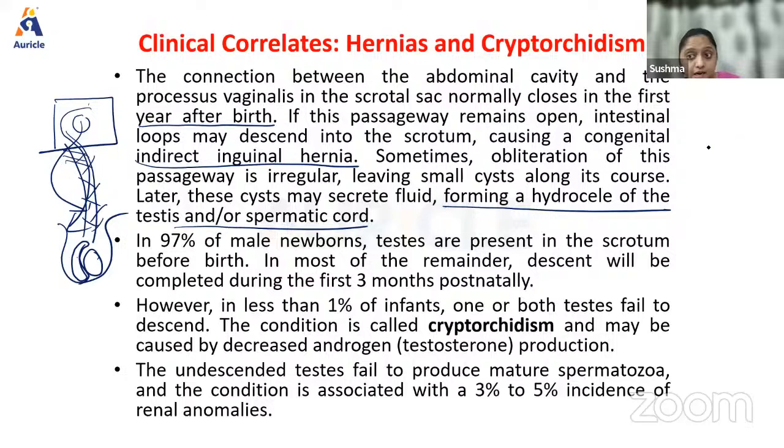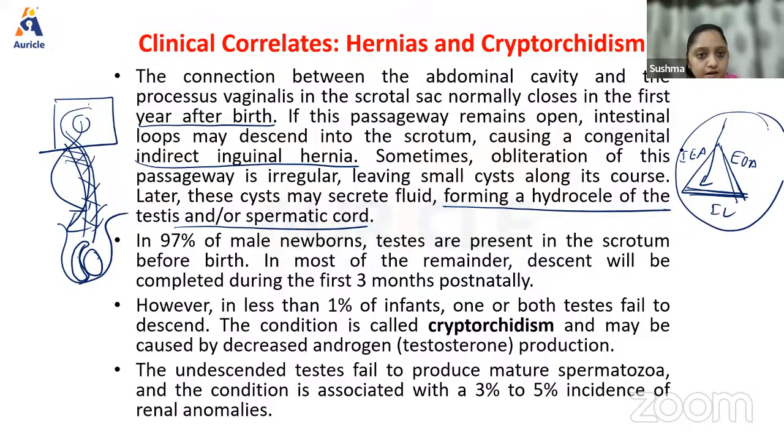Direct inguinal hernia, guys, comes from Hesselbach's triangle. What are the boundaries of Hesselbach's triangle? Laterally, we have the inferior epigastric artery. Medially, what do we have? The oblique aponeurosis, and this is the inguinal ligament. Correct? Whatever structure comes medial to the inferior epigastric artery through Hesselbach's triangle forms the direct inguinal hernia. Sometimes obliteration of this pathway is irregular and forms cysts over here, which secrete fluid, and that fluid trickles down into the tunica vaginalis and forms a hydrocele.